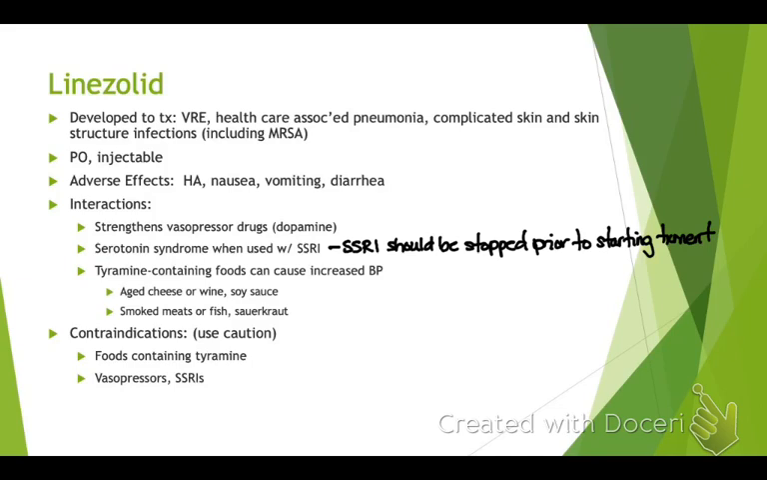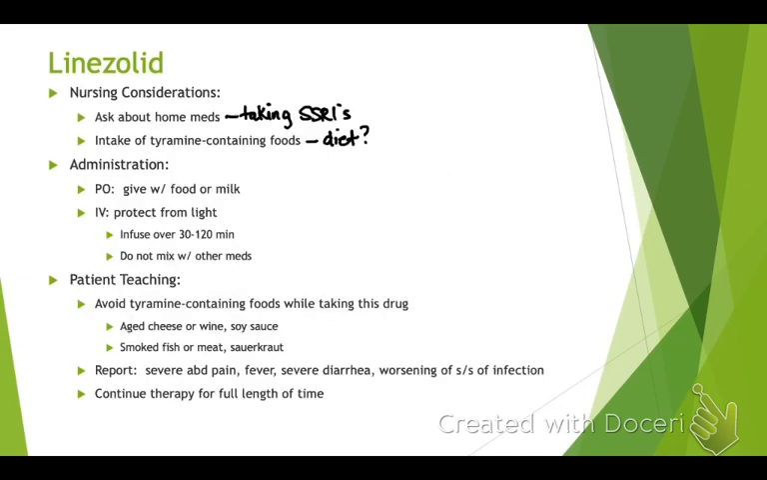Contraindications, so these mostly are used with caution. They're not complete contraindications. Again, foods containing tyramine and vasopressors and SSRIs. Continuing with linezolid, nursing considerations, again, ask about home meds, especially if you're taking any SSRIs. Intake of tyramine containing foods, so what their diet is.